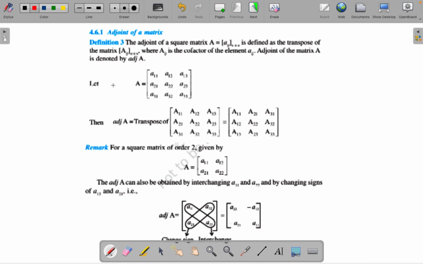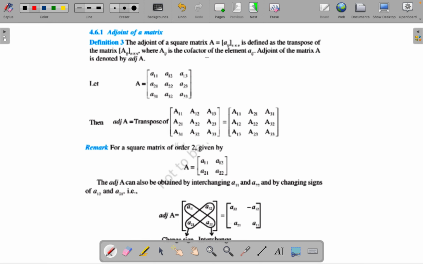Today we will learn how to find the adjoint of a 2 by 2 and a 3 by 3 matrix, and also how to find the inverse of a matrix with the help of the adjoint. We will also learn some theorems and facts about the determinant chapter using this adjoint and inverse. Let's talk about the first topic, that is adjoint.